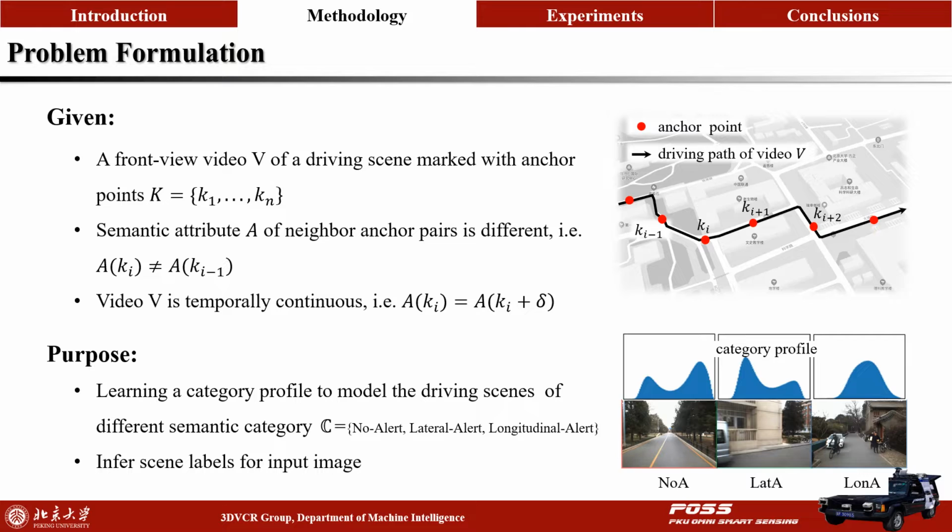The problem formulation is below. Given a front view video of a driving scene, which is marked with anchor points, the semantic attribute of neighbor anchors is different, and there is an assumption: video is temporally continuous, that is, the neighbor frames of an anchor have the same attribute as the anchor. Our purpose is learning a category profile to model the driving scene of different semantic categories. Then we can infer scene labels for an input image.